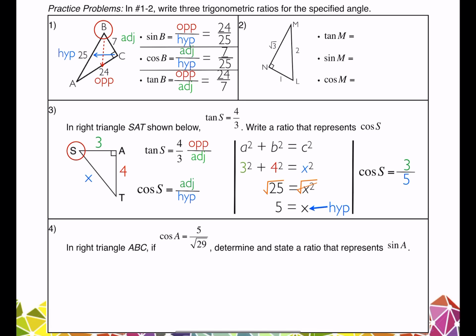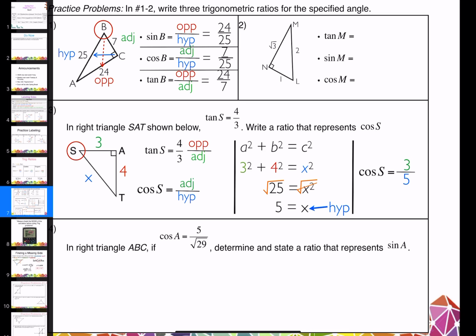All right, so that was practice problem 3. That's the end of this video, and we will look next at how to find a missing side length in the next video.